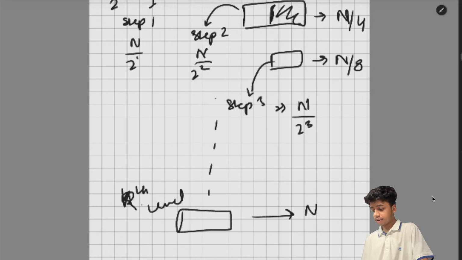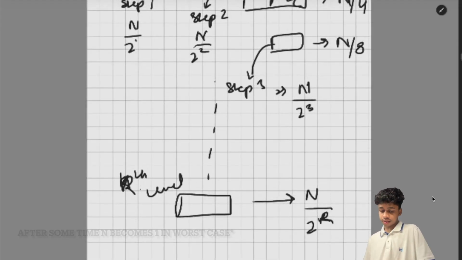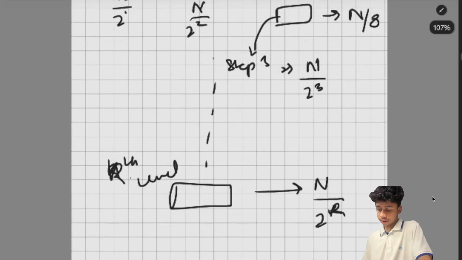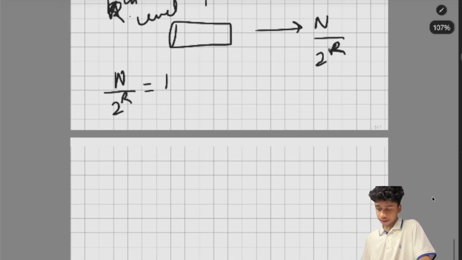So it becomes n upon 2 raised to power k, 2 raised to power r. Let's suppose a best case with 1, meaning n upon 2 raised to r equals 1. That means n is equal to 2^r.